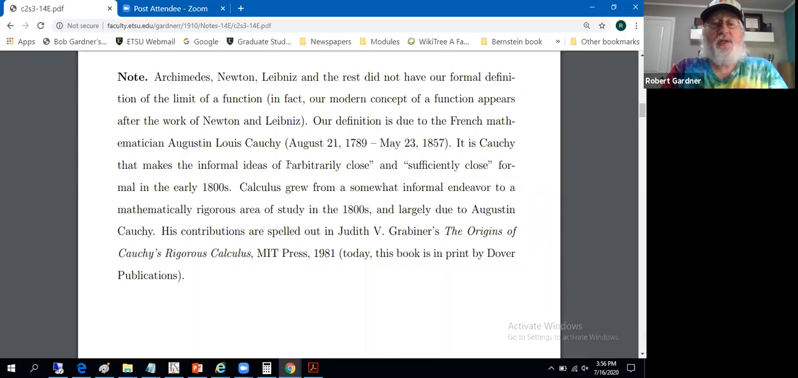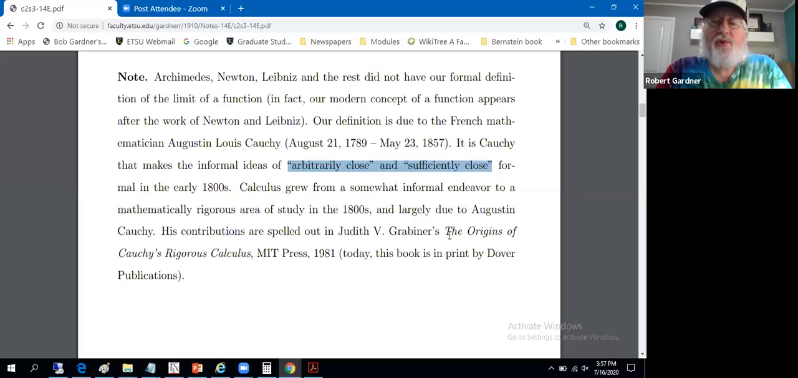So this is how we talked about limits, in particular in the previous section. We're going to formalize that, and we're going to do it the way Cauchy did it. Calculus grows from kind of an informal, touchy-feely, certainly non-rigorous approach in the 1600s and the 1700s. And when Cauchy gets a hold of it, it becomes a clean, rigorous area of math.